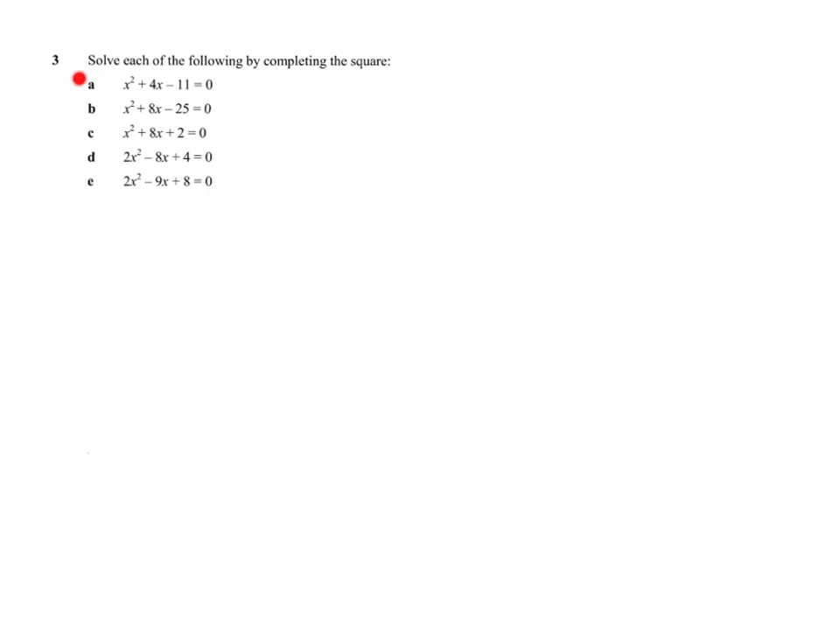Okay folks, so I'm going to solve each of the following by completing the square. I'll only do one at a time because otherwise I take up too much room. So let's look at A. So I've got x squared plus 4x minus 11 equals 0.